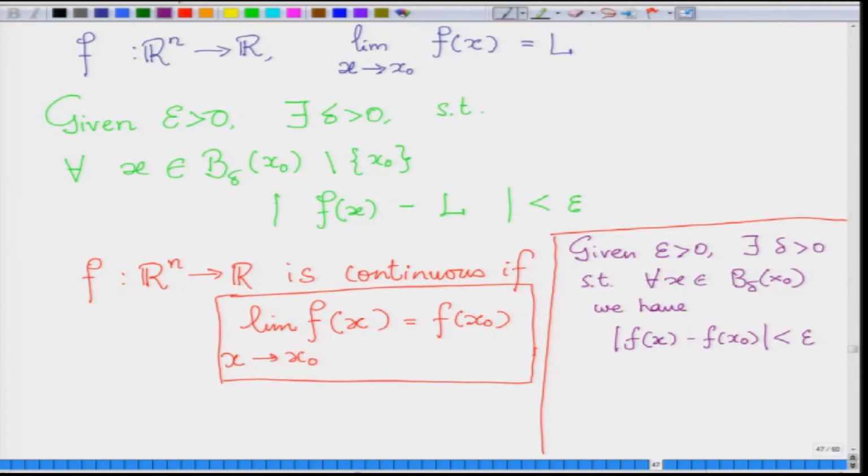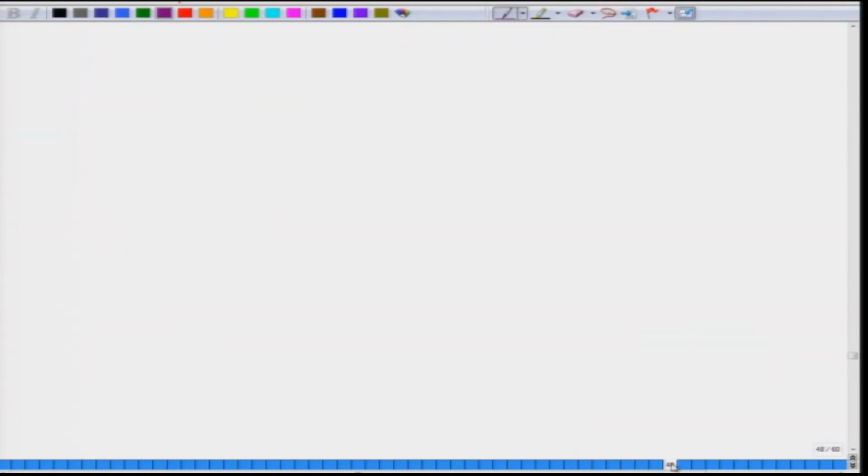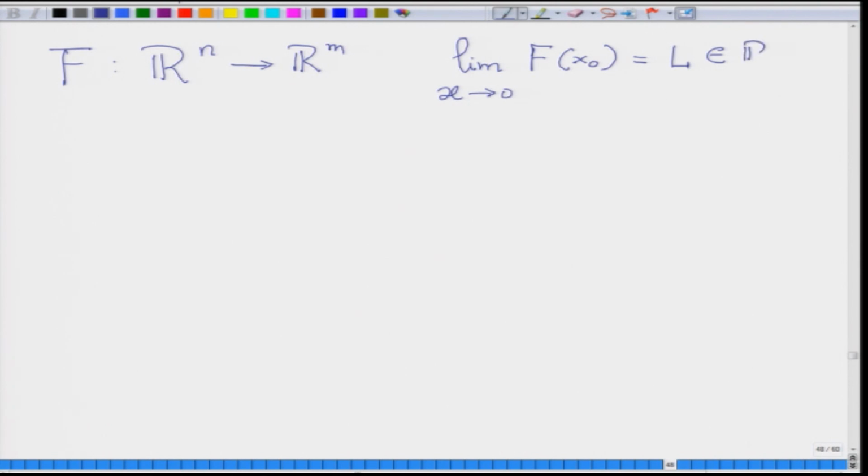Now, suppose instead of this I consider a function capital F from Rn to Rm. How do I go about talking about the limit? Let me talk about capital F, a function from Rn to Rm, and I say that the limit as x goes to x naught of F of x is the vector L in Rm.